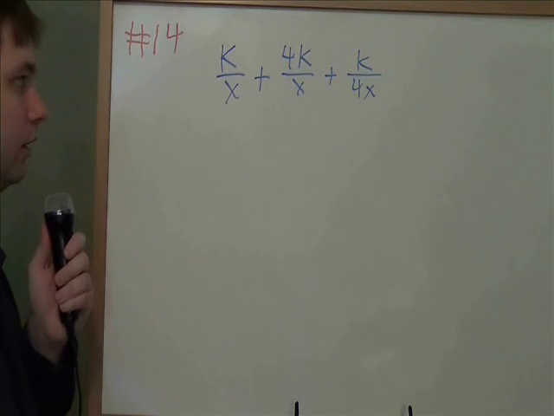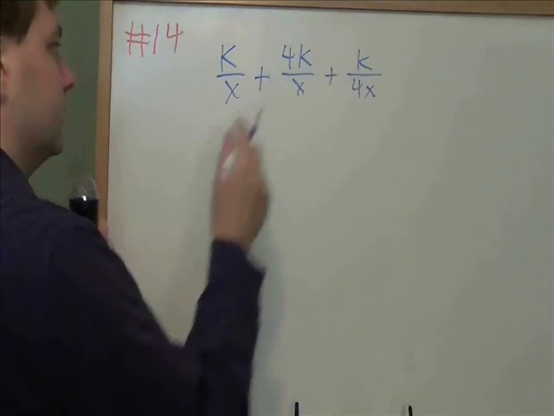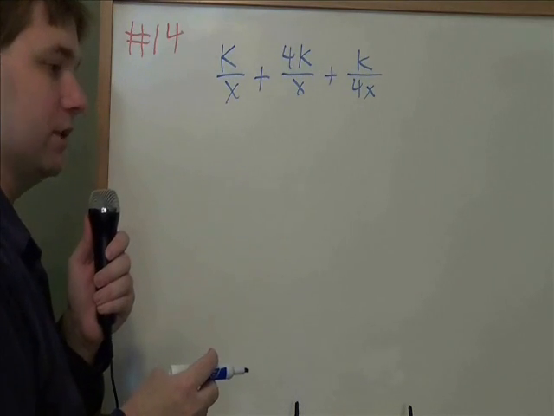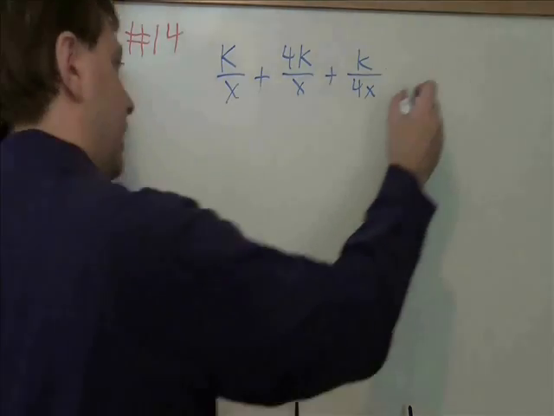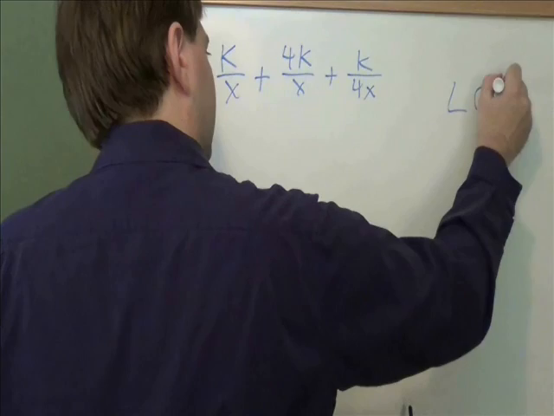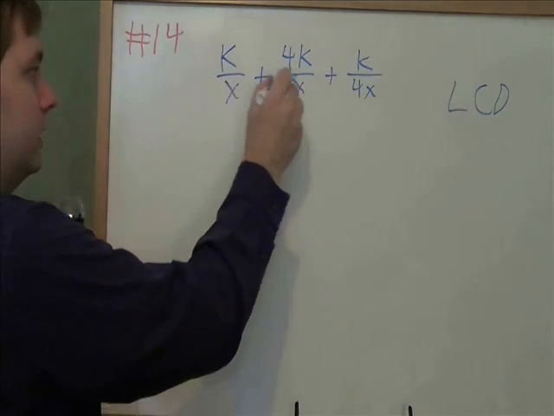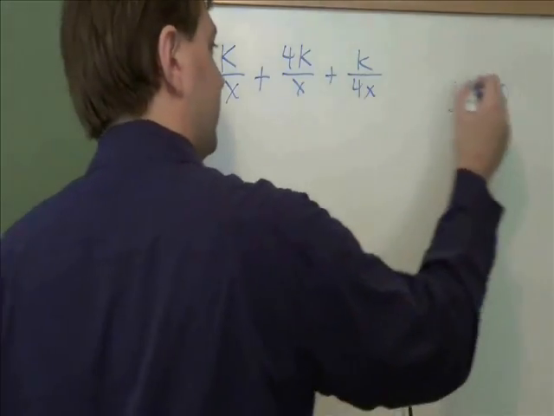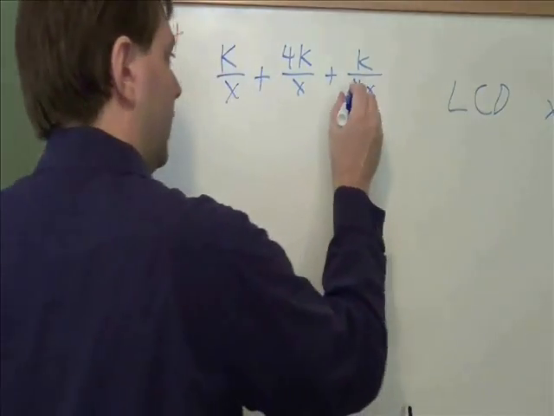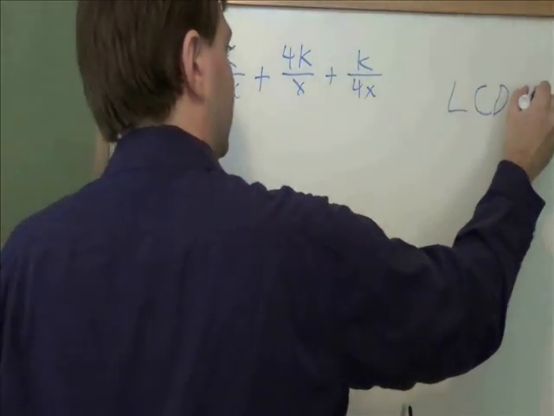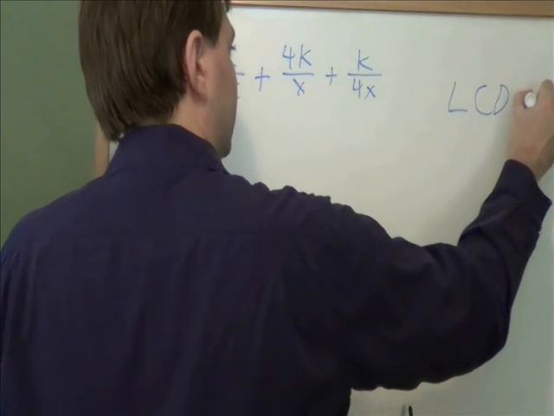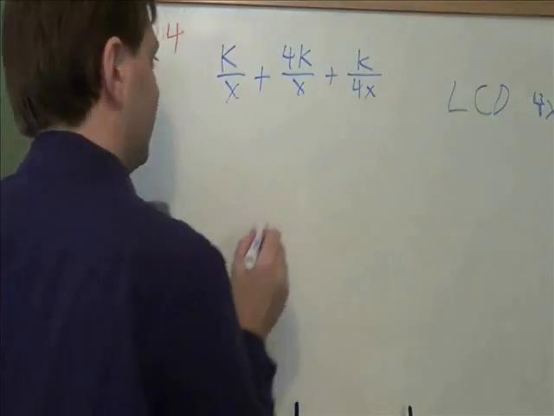Problem 14. We are adding fractions. And what do we need if we're going to add or subtract fractions? We need a common denominator. So our common denominator, it'll need to have an x because these have x in there. And it needs a 4 because this one has a 4. And that's it. Everybody can be turned into 4x on this problem.